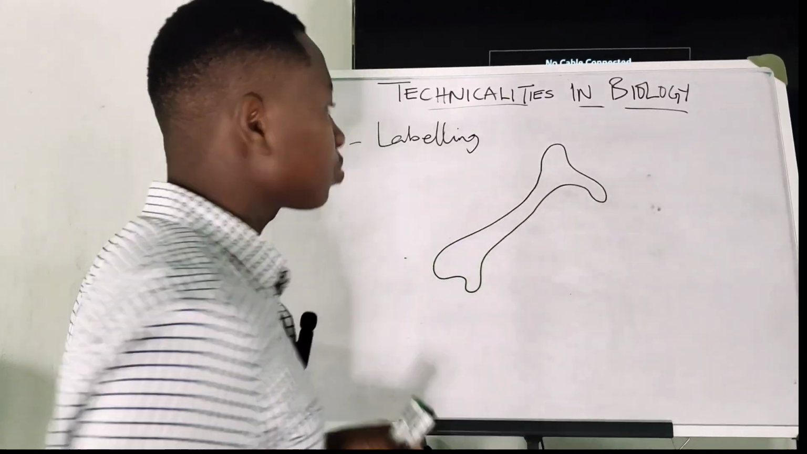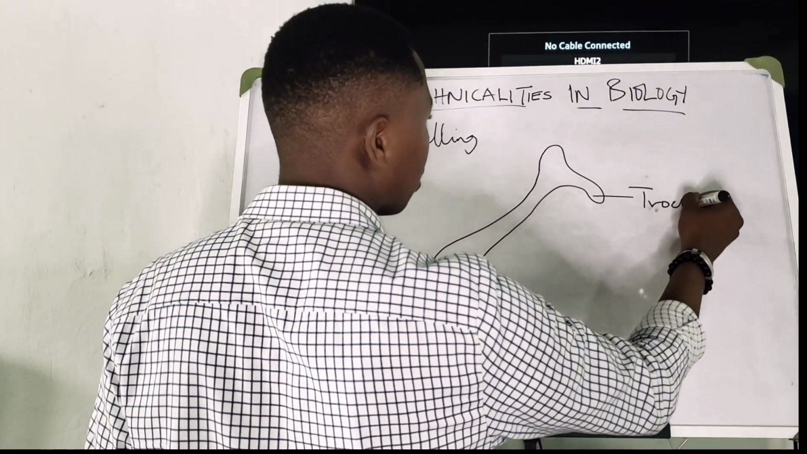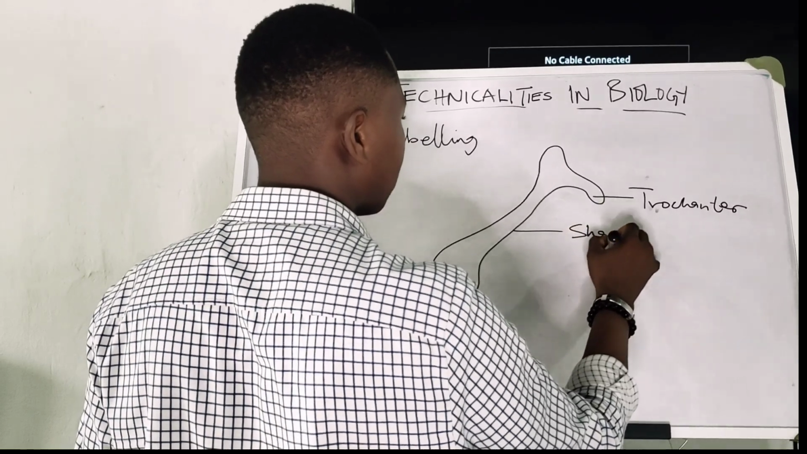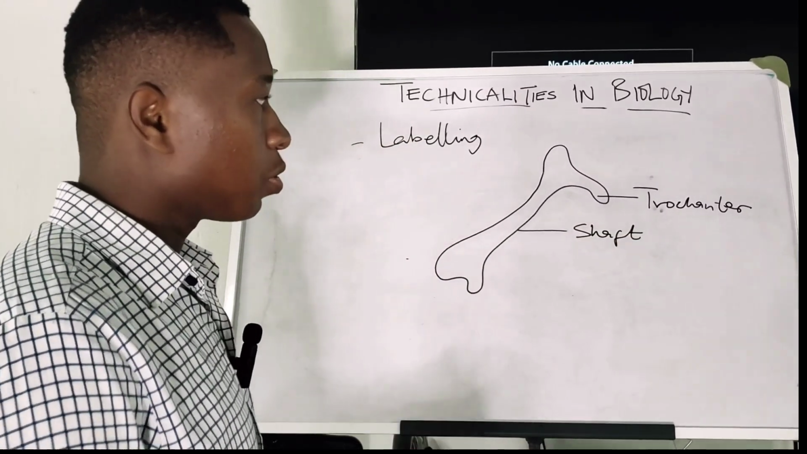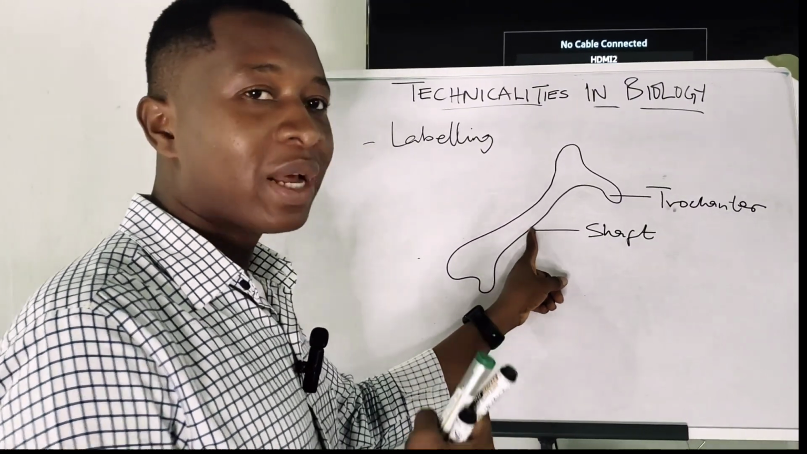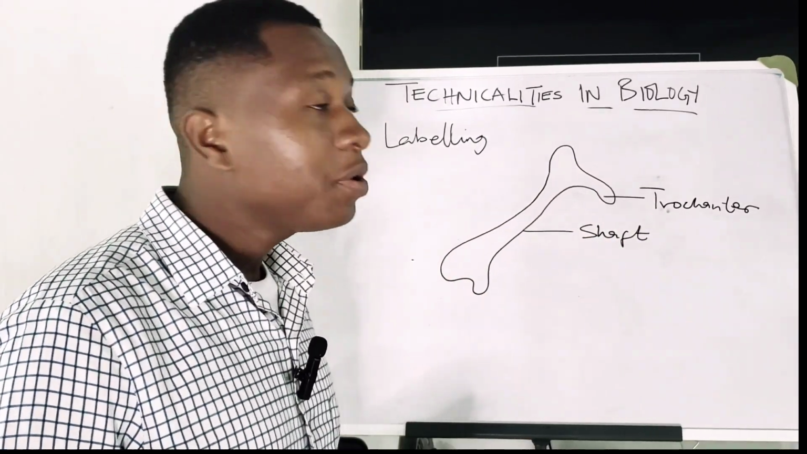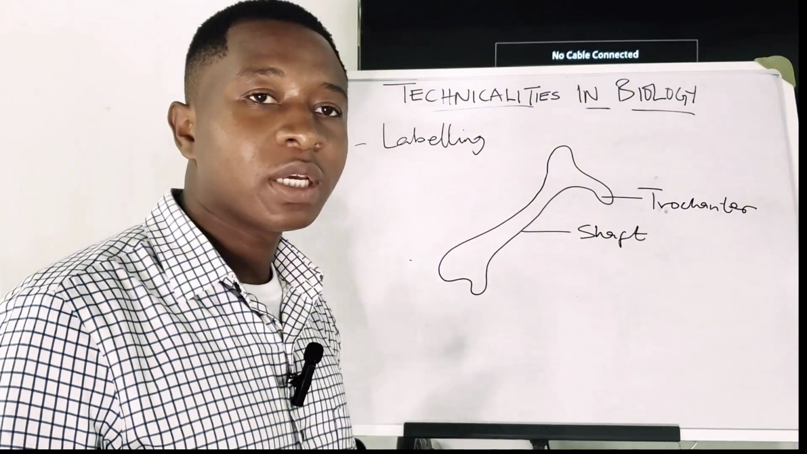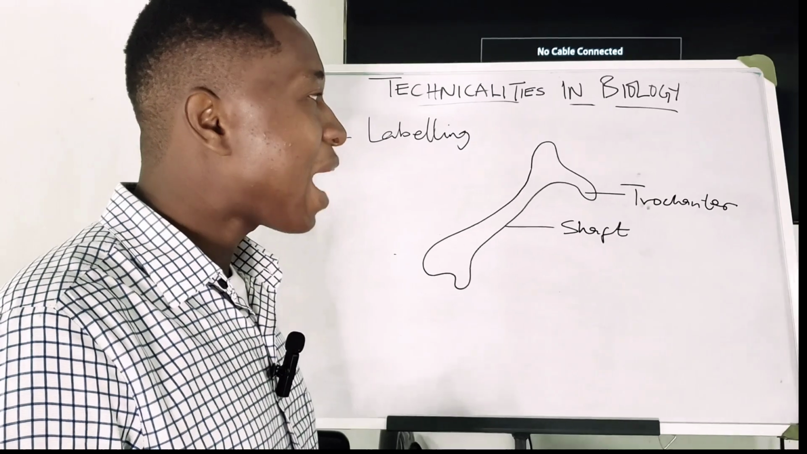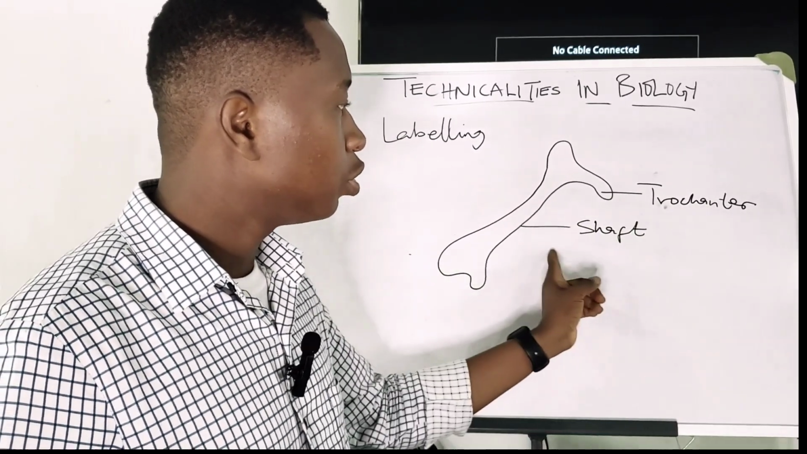And you want to label. We know this is the trochanter, and this is the shaft. Please make sure that when labeling, you use a meter rule to draw your lines from the point you are labeling outward so that the line will be straight and neat. When your diagrams are neat, your examiner is impressed. The examiner will take time to mark your scripts. So you draw it this way and you label.